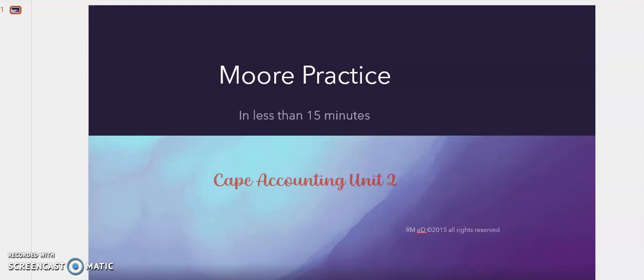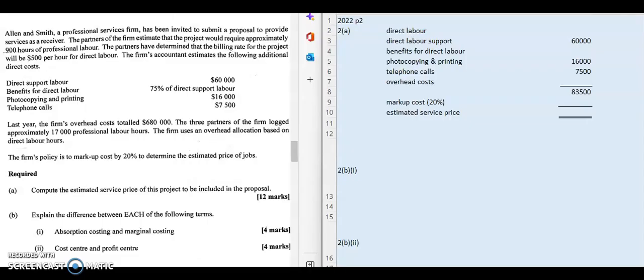Okay, more practice in less than 15 minutes. Today we're going to look at the CAPE Accounting 2022 Paper 2 Question 2. Alright, so let's get to that.